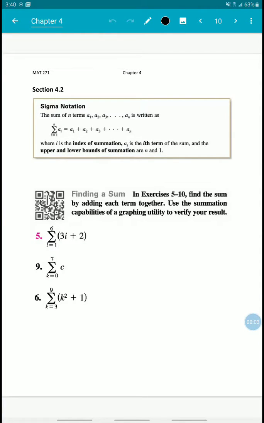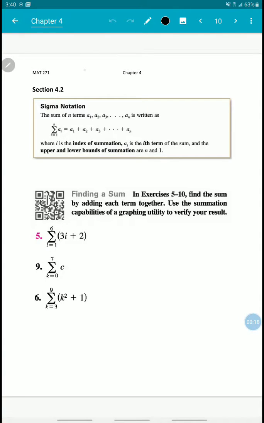So 4.2 is going to lead us to figure out how do we find the area under the curve. And everything's really based around a limit definition and then some summations. So let's talk about what a summation is.